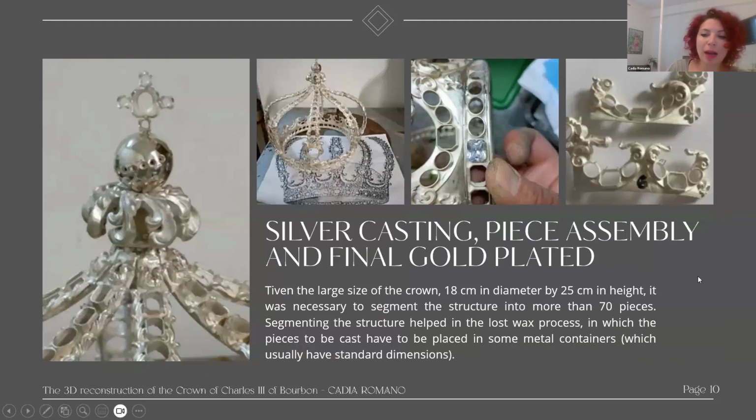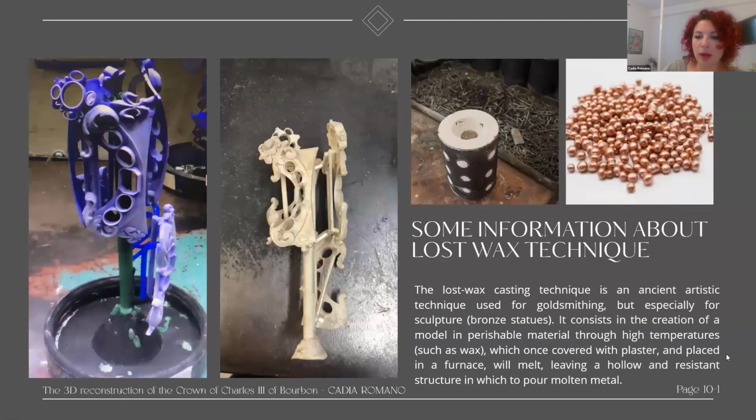And as I said before, we have to divide the crown into over 70 pieces, because, I don't know if today there is someone who works in the jewelry field, but I think yes, we have to use a special technique called lost wax. Lost wax is an ancient technique that was used in the past and also today for goldsmithing, jewelry, and especially for artistic sculpture, especially bronze statues. It consists in the creation of a model in a perishable material that you can destroy with high temperature, like wax, natural wax or synthetic wax.